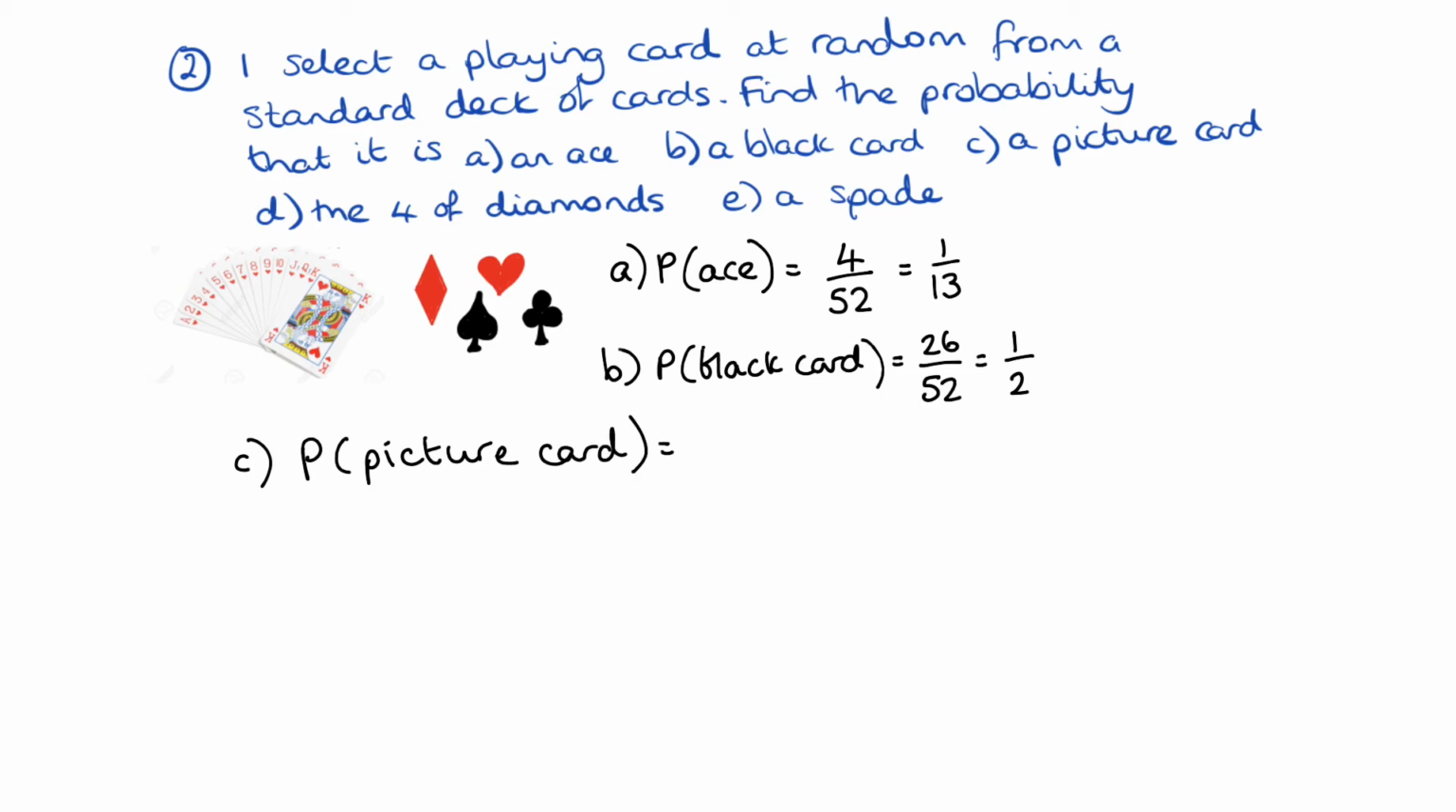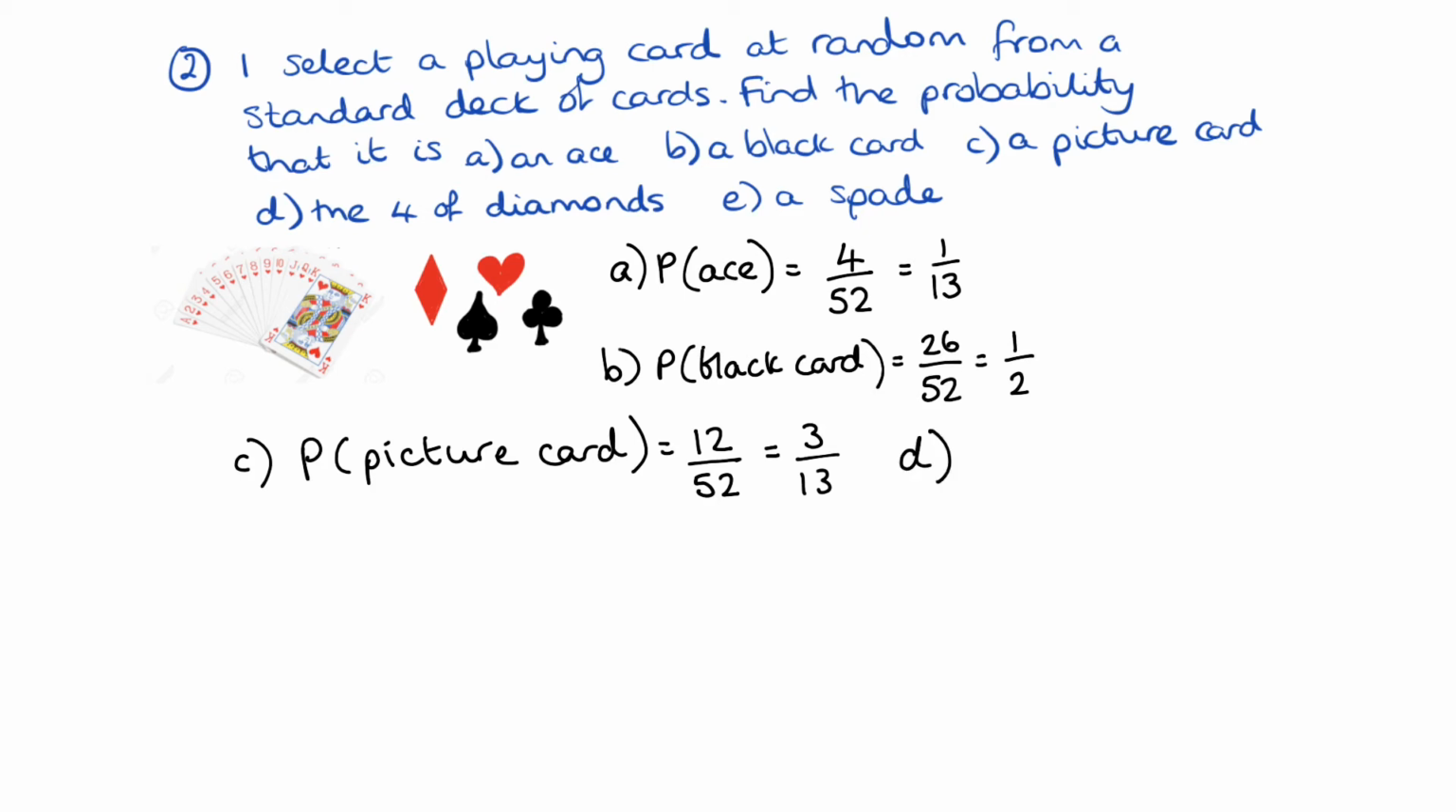So there's 3 of them, jack, queen, king in each suit. There's 4 suits, that makes 12. We know there's 52 cards in the pack altogether. Again, this one will simplify to give us 3 out of 13. Okay, and that makes sense as well because for each suit, 3 of the 13 cards are picture cards. Okay, right.